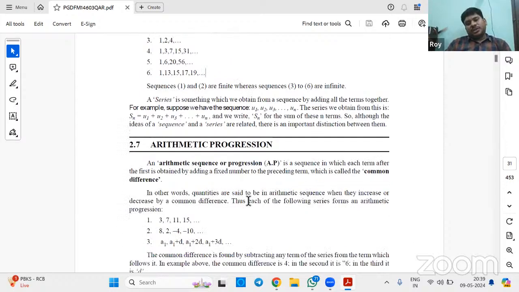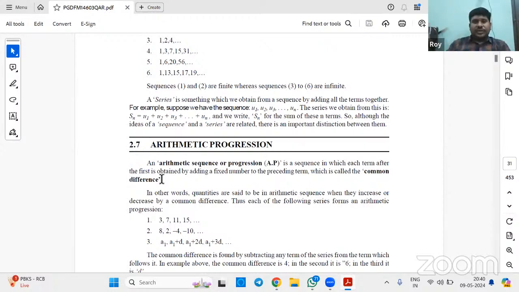Now, based on this, let us go into the AP, arithmetic progression. Right. It is a sequence in which each term after the first is obtained by adding a fixed number to the preceding term, which we call the common difference. If I write three numbers, I can tell the fourth number because there is a sequence that we are following. We call it an arithmetic sequence or arithmetic progression.